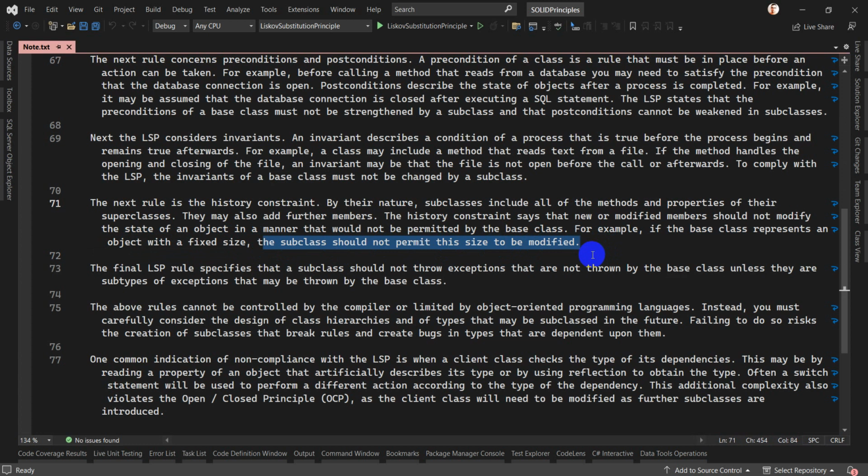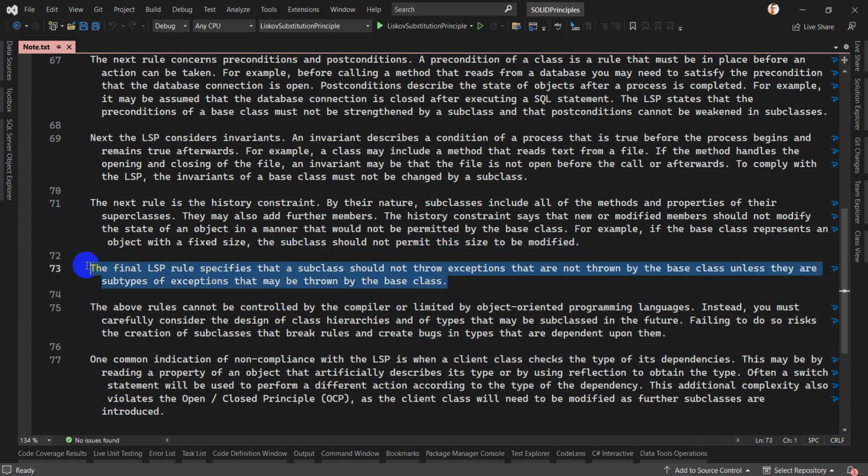We know that subclasses can add their own specific properties and methods, but adding these properties and methods should not change the state of an object of the base type in a way that is not permitted by the base type. And the final rule of LSP specifies that a subclass should not throw exceptions that are not thrown by the base class, unless they are subtypes of exceptions that may be thrown by the base class.